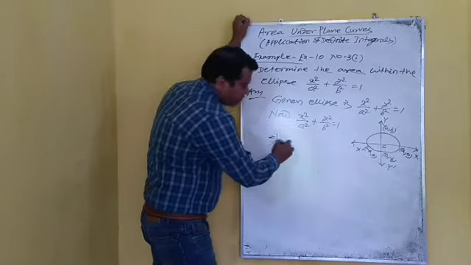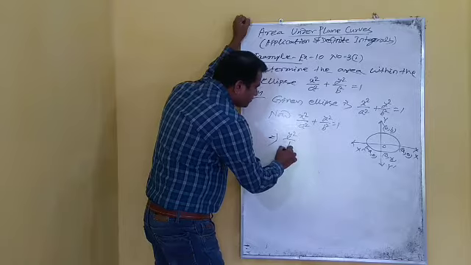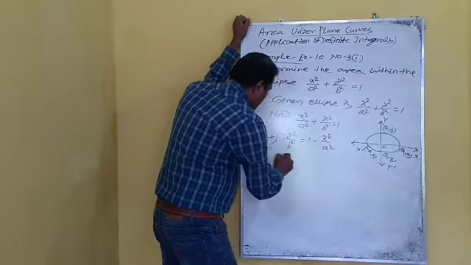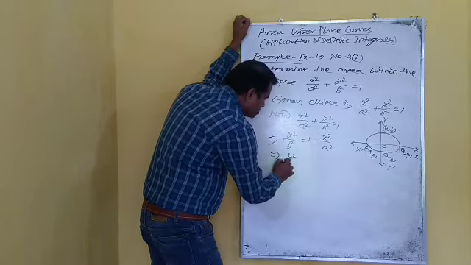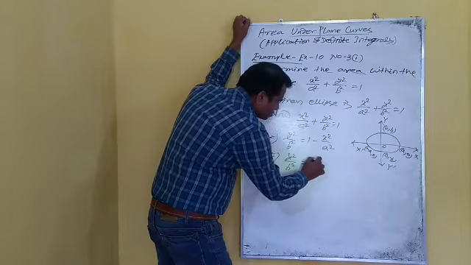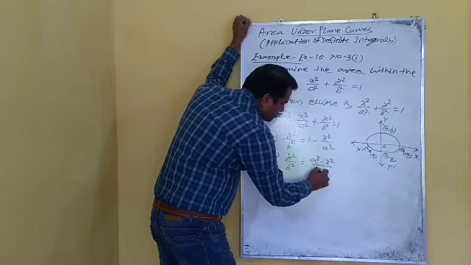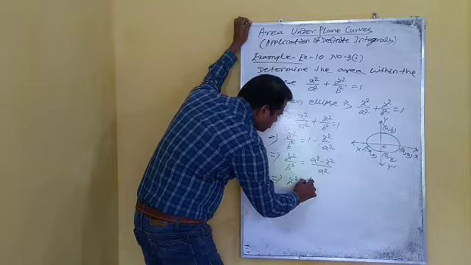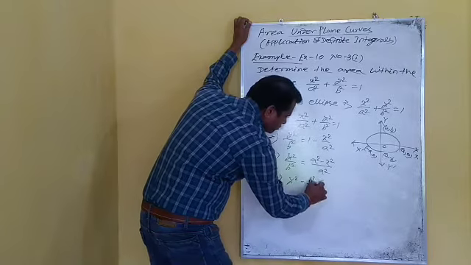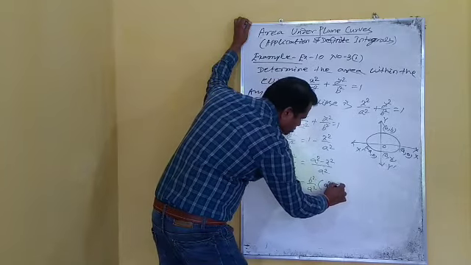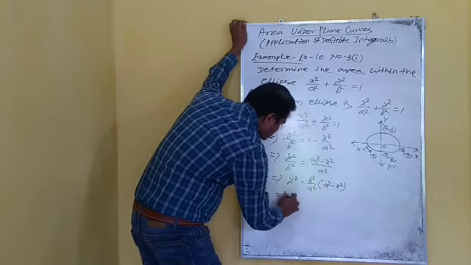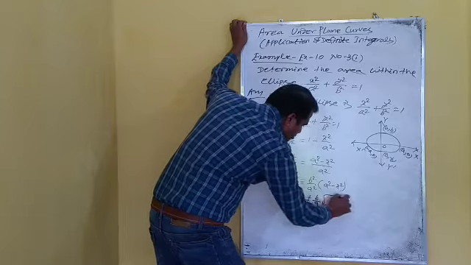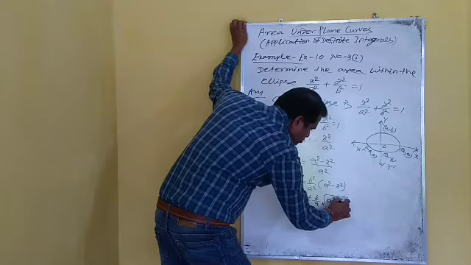Now y square by b square is equal to 1 minus x square by a square, that is y square by b square is equal to a square minus x square by a square, that is y square is equal to b square by a square whole into a square minus x square, that is y is equal to plus minus b by a root over of a square minus x square.